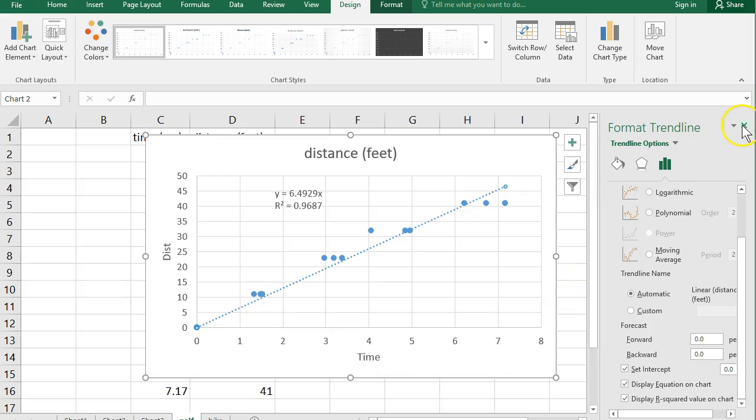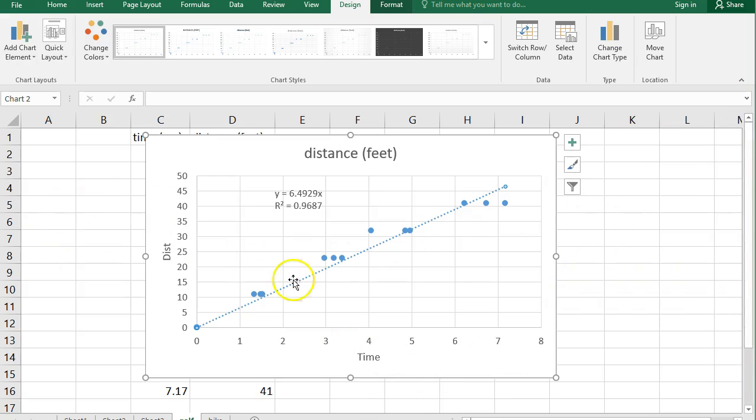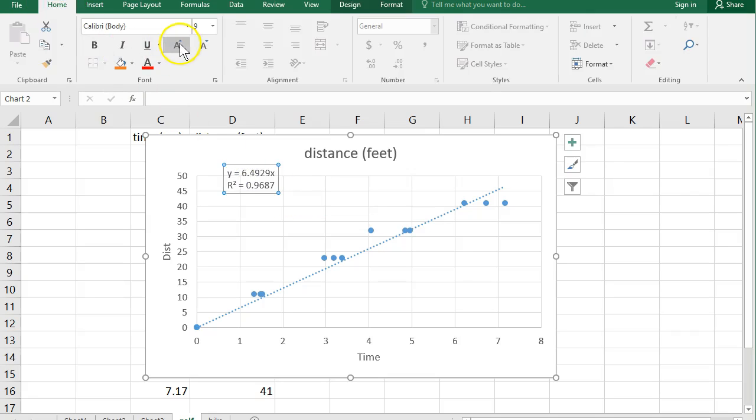Alright, at that point I am done with my graph here. If we look at this a little bit, let's talk about these numbers. I'm going to make them a little bit bigger by increasing the font size, so you can see them easily on the video. So it says y is equal to 6.4929x. And if you think about the slope-intercept formula, y equals mx plus b, where m is the slope and b is the y-intercept, we can see that this is telling us the slope.